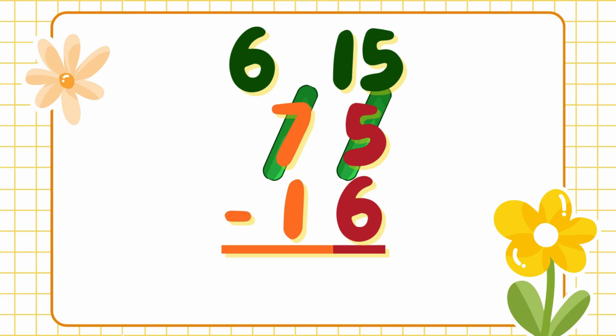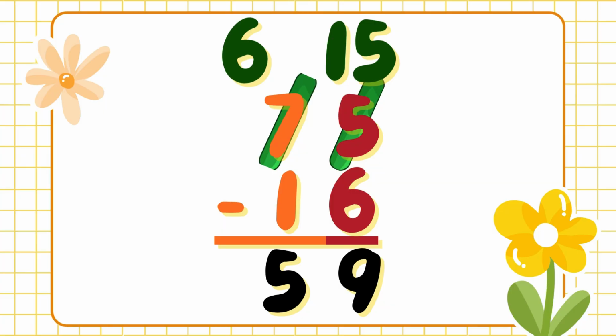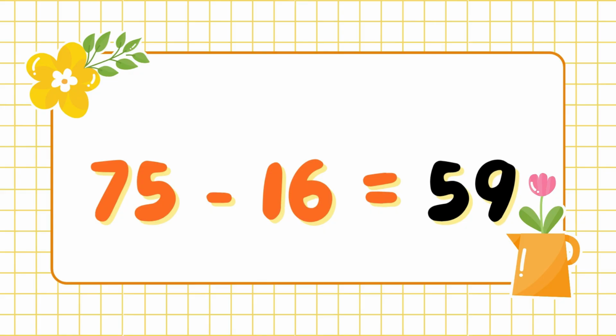15 minus 6, that makes 9. And remember, kids, 7 is now 6. So, what is 6 minus 1? That makes 5. Good job, kids! So 75 minus 16 equals 59. Now let's try another one.